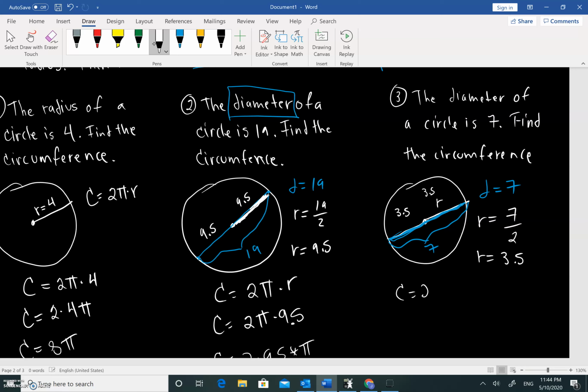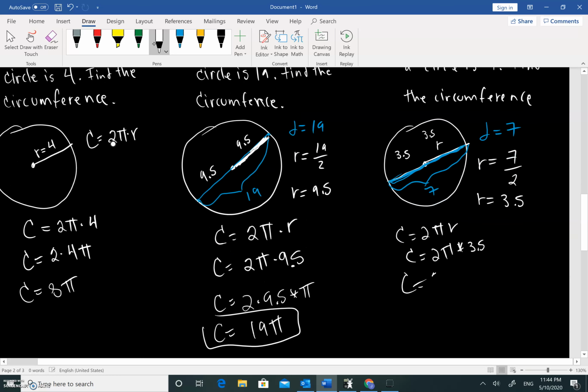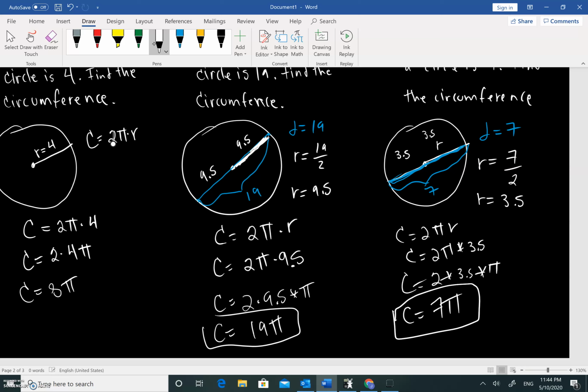We go to our formula, 2 pi r. C is equal to 2 pi times 3.5. Well, you just go ahead and move them around. 3.5 times 2 times pi. C is equal to 7 pi. All right.